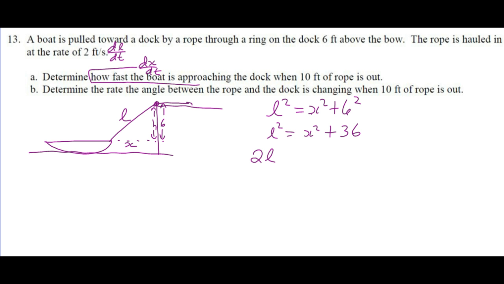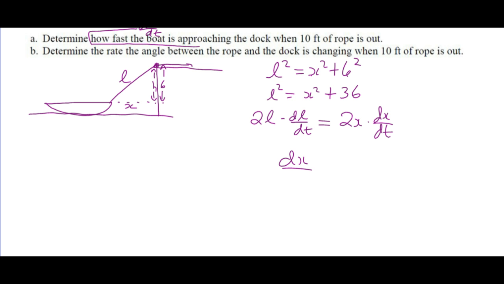Now, we do have a choice. Since it's dx by dt we want, we could rearrange that to x squared is equal to L squared minus 36. Won't make any huge difference. So 2L times dl by dt is, and then this side is going to be 2x times dx by dt plus 0, okay, 36. And what do we want? We want dx by dt. So just rearrange it a bit. So dx by dt is going to be, we'll just divide both sides by 2x. So 2L divided by 2x times dl by dt.